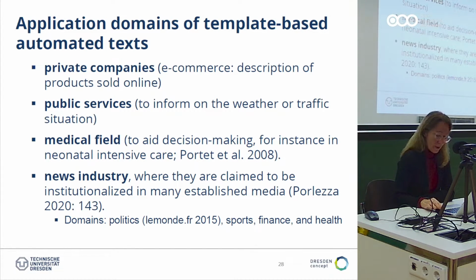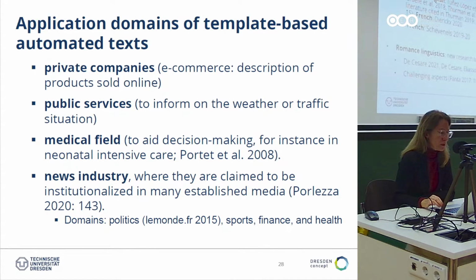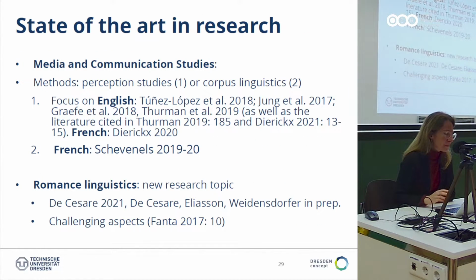And I'm not going to go too much into this question. Short state of the art in the research: as far as the research is concerned, automated texts, especially in the media, automated texts produced in the media are analyzed by scholars working in media and communication studies. This is not surprising. And here the methods that they use, or one of the research questions they are interested in, is the following. How are automated texts perceived in relation to human written text?